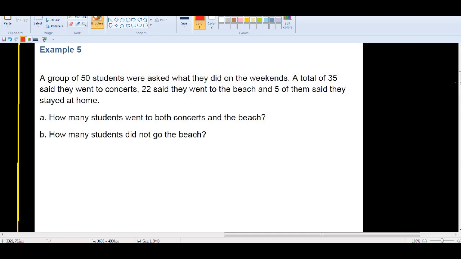So the first question: how many students went to both concerts and the beach? If you just look at the question, there are 4 numbers. 50, which is the total number of students. 35 is the number of students going to concerts. 22 is the number of students going to the beach, and 5 of them stayed at home doing nothing. But if you add all these numbers together, what do you see? You will see the number actually is greater than 50, right?